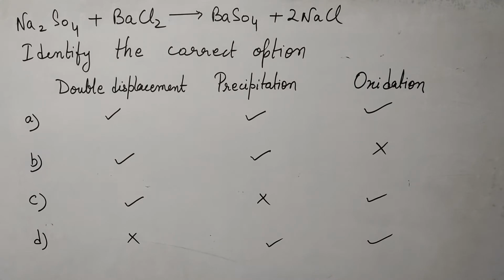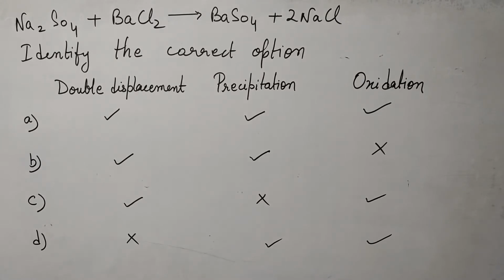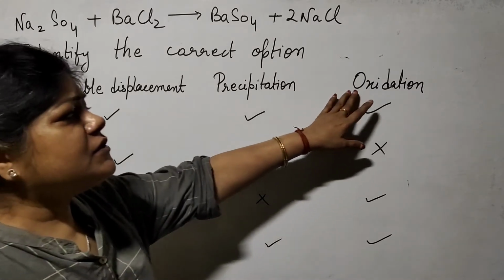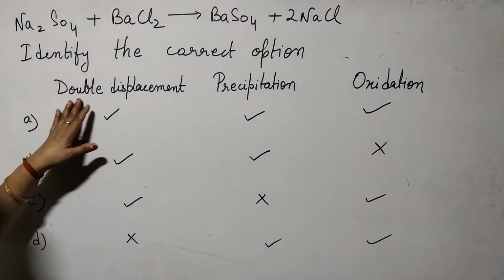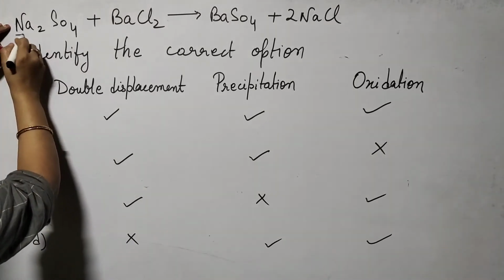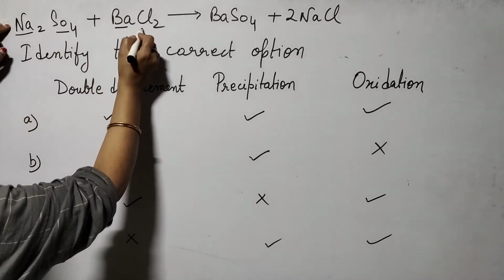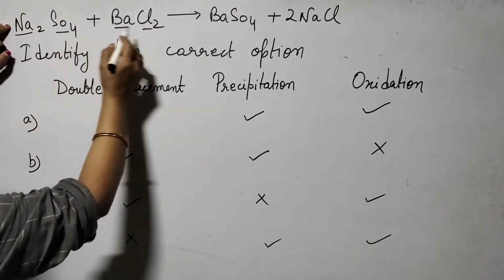Now Na2SO4 plus BaCl2 gives BaSO4 plus 2 NaCl. We have to identify the correct option. And the options are double displacement, precipitation and oxidation. Now, what is oxidation? Oxidation means addition of oxygen. Okay. Now, double displacement and precipitation. Over here, in the reaction we can see this is compound A, this is B, this is C and this is D. Now, sodium is attached with chloride and barium is attached with sulfate.